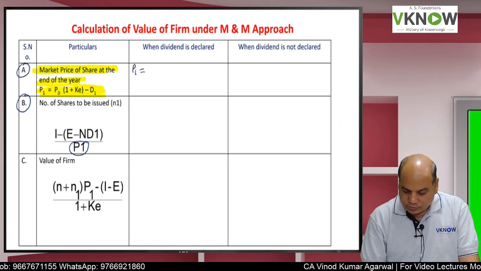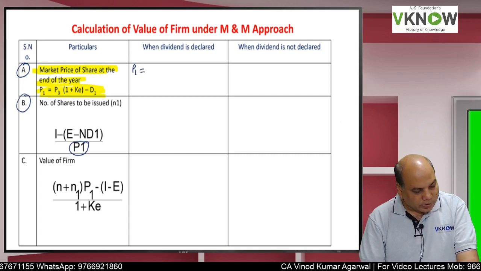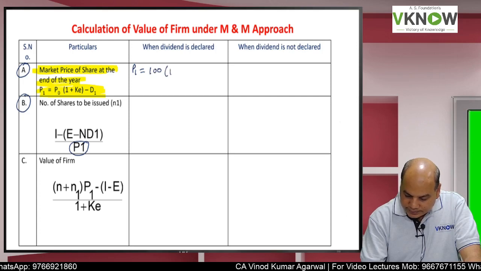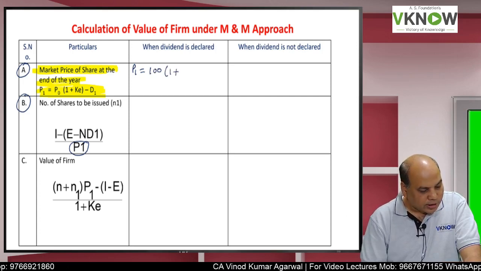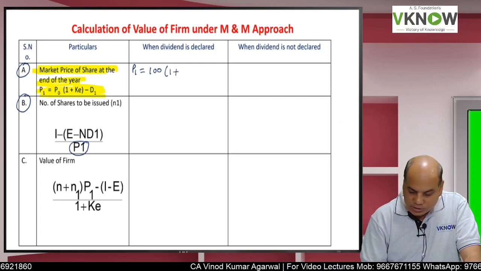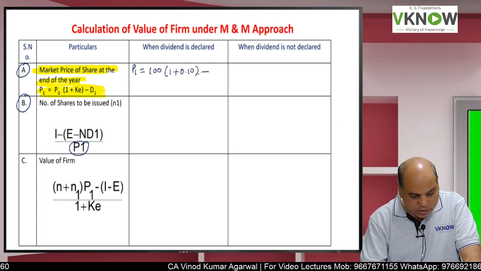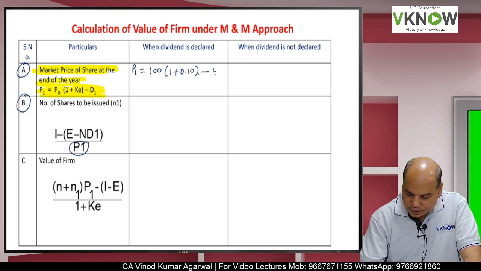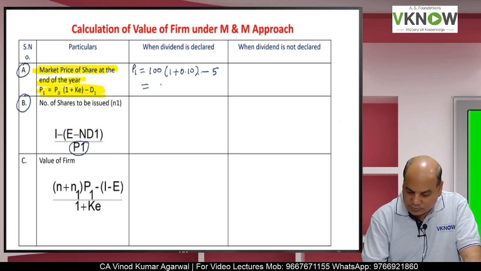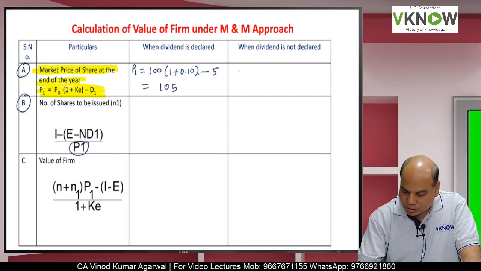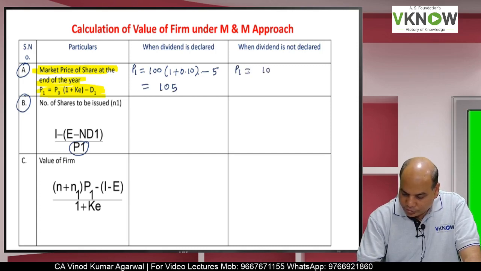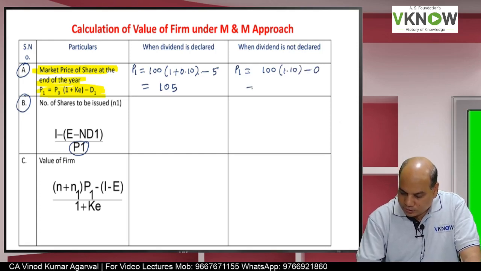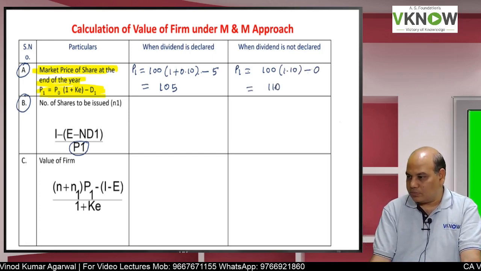P1 is equal to, what is the current share price given in the problem? Can you see 100 rupees in the second line? And what is the cost of equity or capitalization rate? 10% in the first line, 0.10. When dividend is declared, then how much dividend do they want to pay? 5 minus 5. Students give me the answer: 105. Go to the next column. P1 is equal to 100 into 1.10, but this time dividend is 0. So the answer would be 110. Simple mathematics.